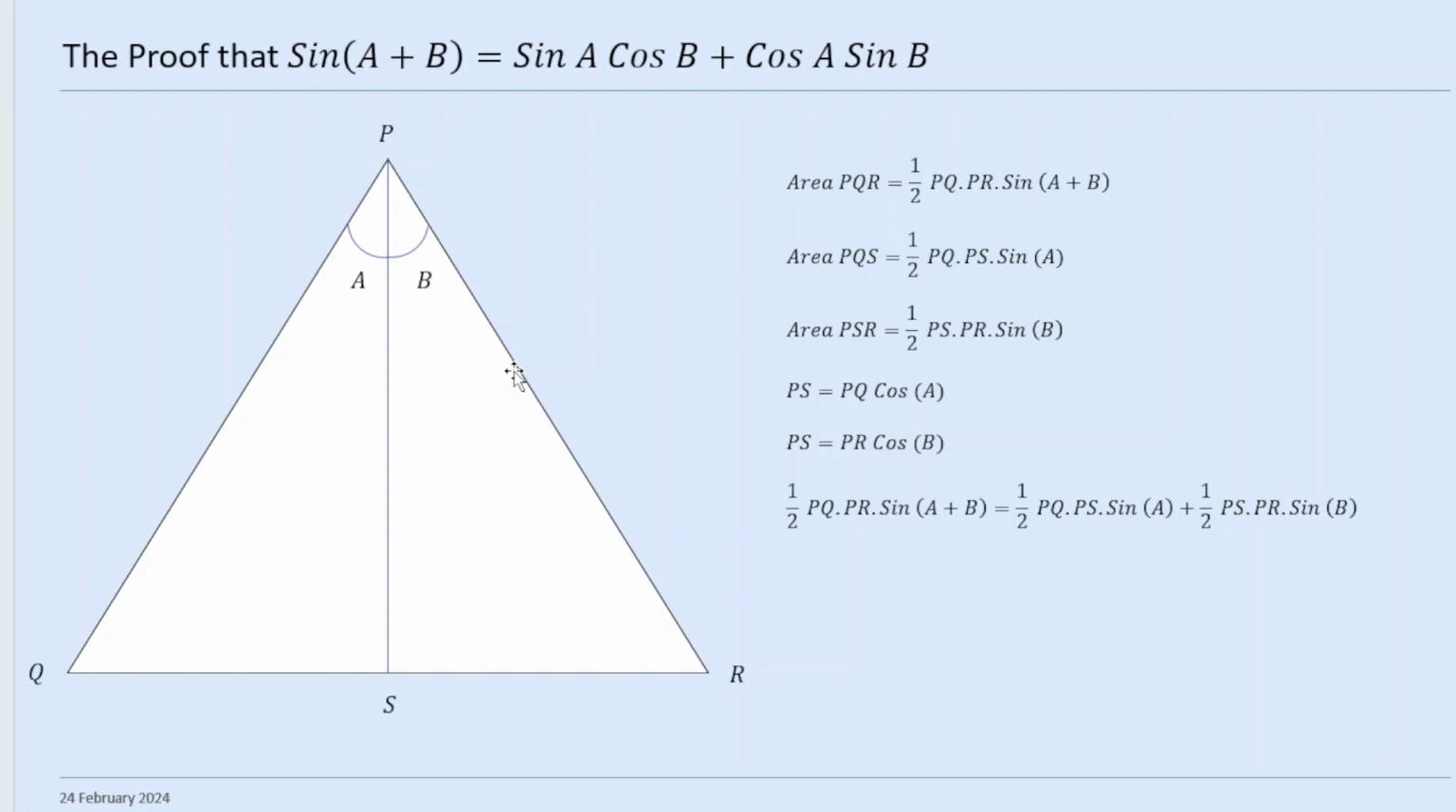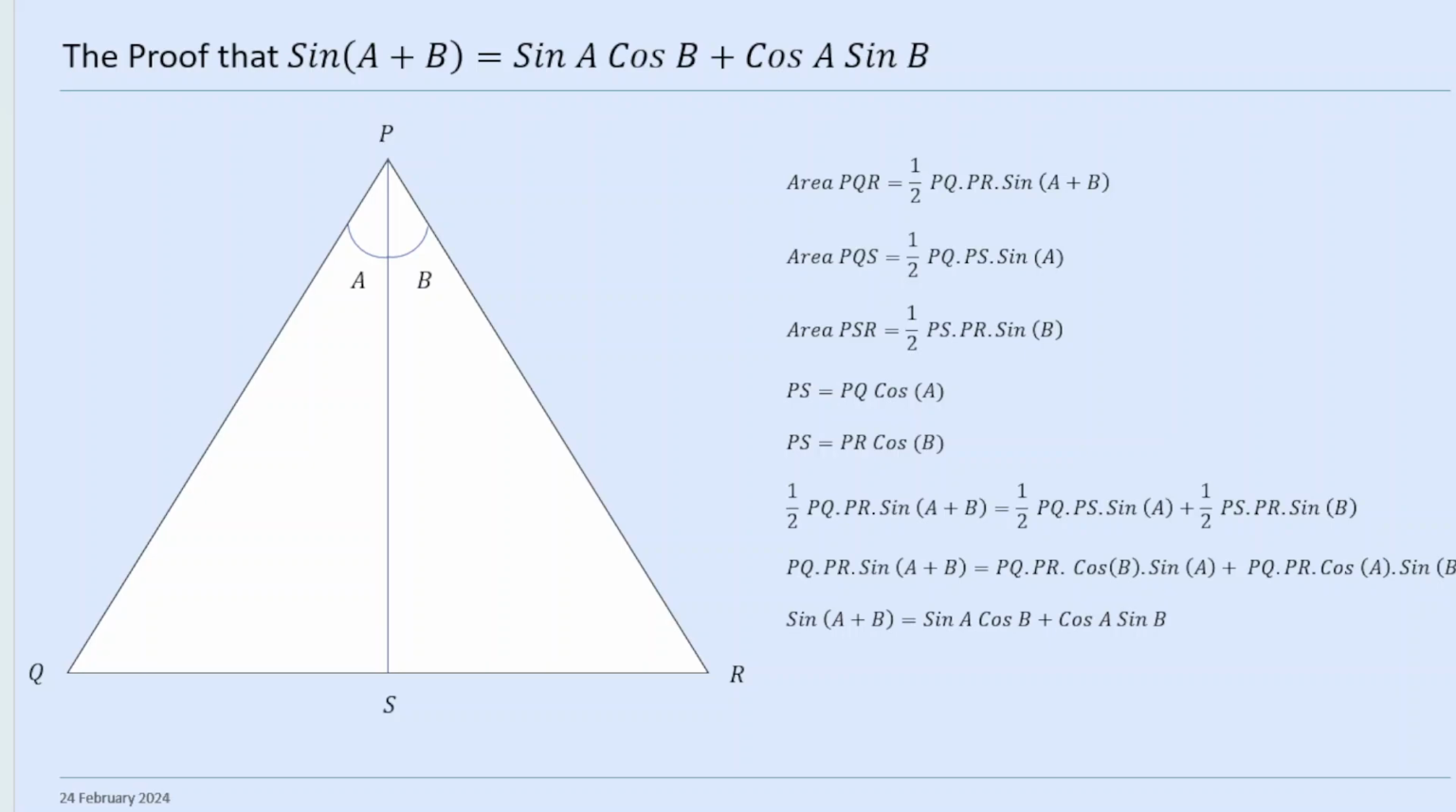Now, what we're going to do is substitute for PS. In this term, we substitute PS equals PR cos B. And in this term, we substitute PS equals PQ cos A, which gives us this expression. Then we divide through by PQ PR, and we get sine A plus B equals sine A cos B plus cos A sine B, which is the answer. Hooray!